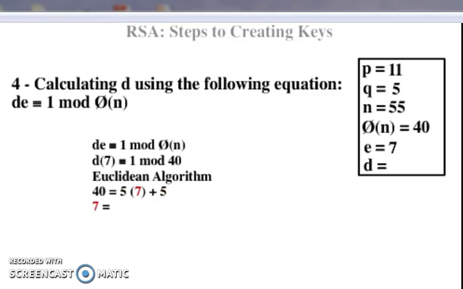Now the 7 moves to the other side of the equation. The remainder number 5 moves to the other side. How many times does 5 go into 7? 1, remainder 2. Now the 5 moves to the other side of the equation. The remainder number 2 moves to the other side. How many times does 2 go into 5? 2, remainder 1. We stop at the last non-zero remainder.